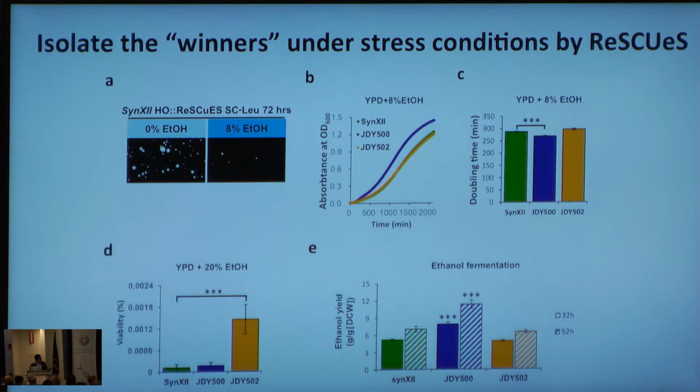Using this system, we did a proof-of-principle experiment to select clones which are able to grow on media containing 8% ethanol. We identified clones and tested their growth in ethanol-containing media, and they grow better than the wild type or the original strains, as shown here. There's also another clone which is more tolerant to higher ethanol content, and those clones produce more ethanol. So this allows us to identify those clones.